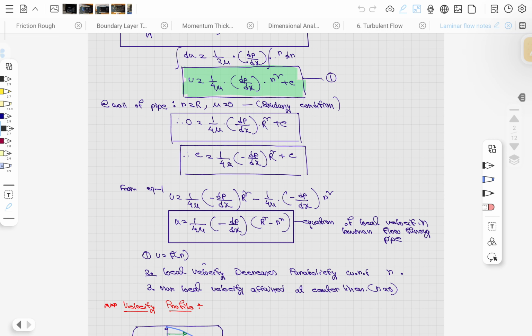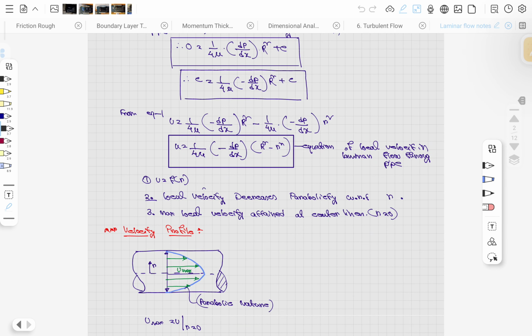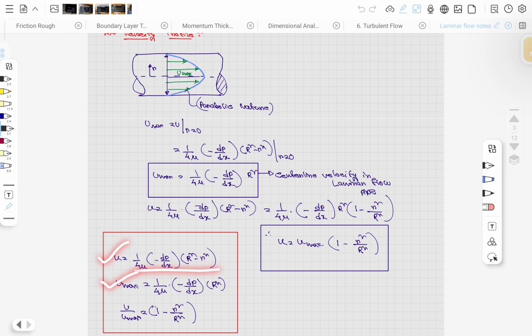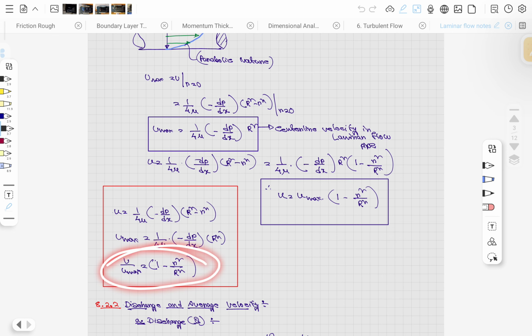So the local velocity for the laminar flow would be u equals 1 by 4 mu times minus dp by dx times R square minus r square. The local velocity decreases parabolically with respect to r. Maximum velocity is attained at the central line. So u max equals 1 by 4 mu times minus dp by dx, where r will be 0, so it is the whole R square. And u equals this thing, u max equals this thing. So if we derive u by u max, that is 1 minus r square by R square.